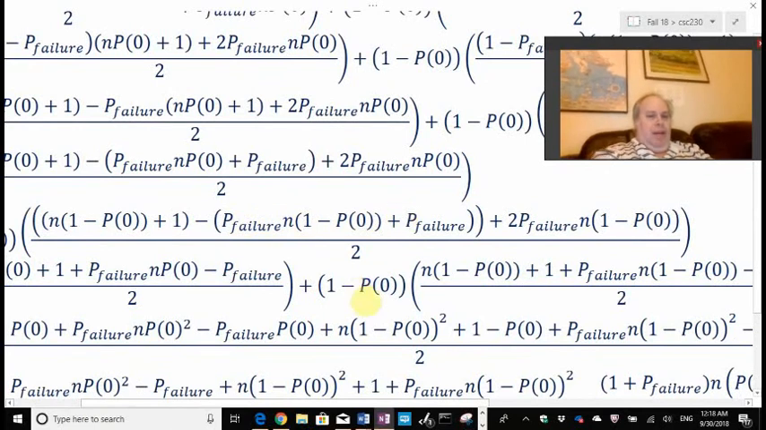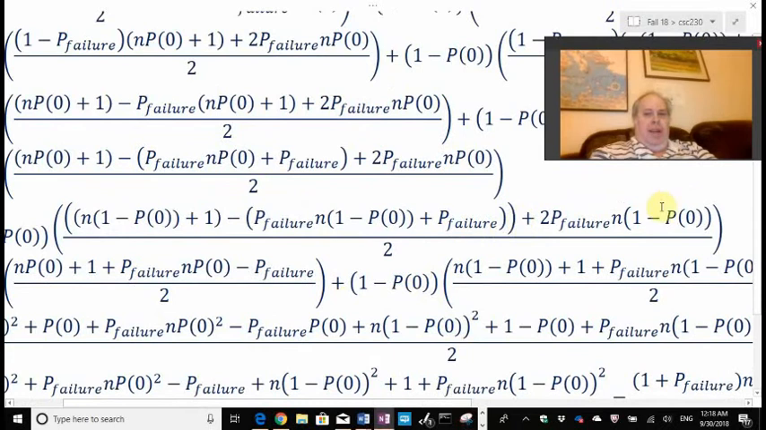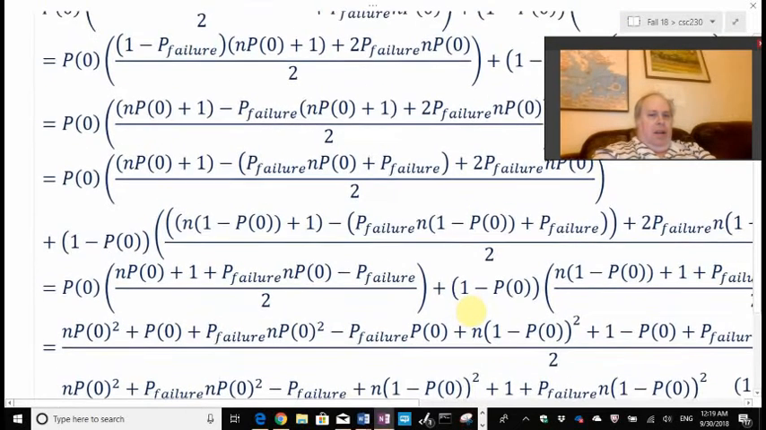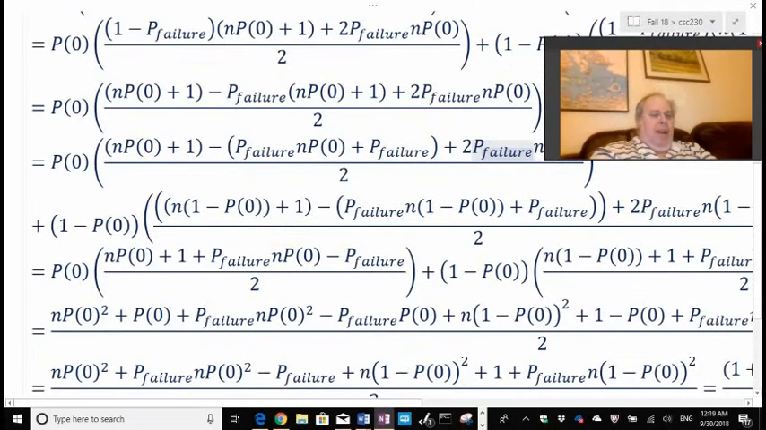Now I can combine like terms. There's two P of failures and P of 0, minus one P of failure and P of 0. So this term gets subtracted from this one, and it's going to give me a 1 P of failure and P of 0.